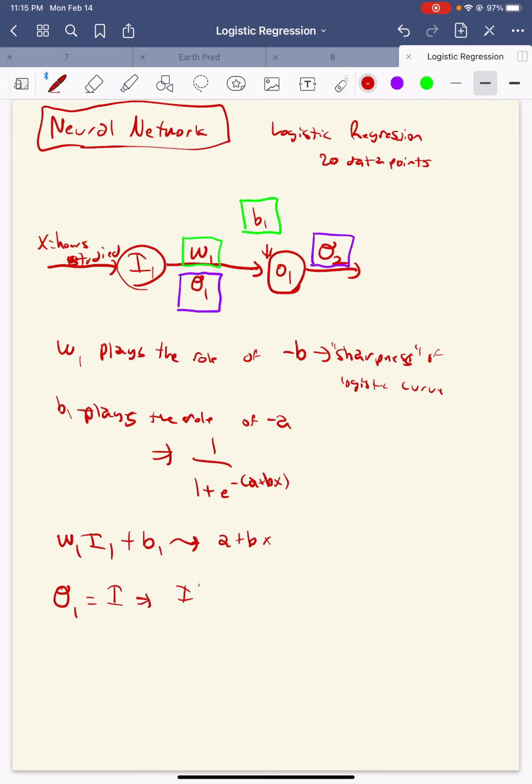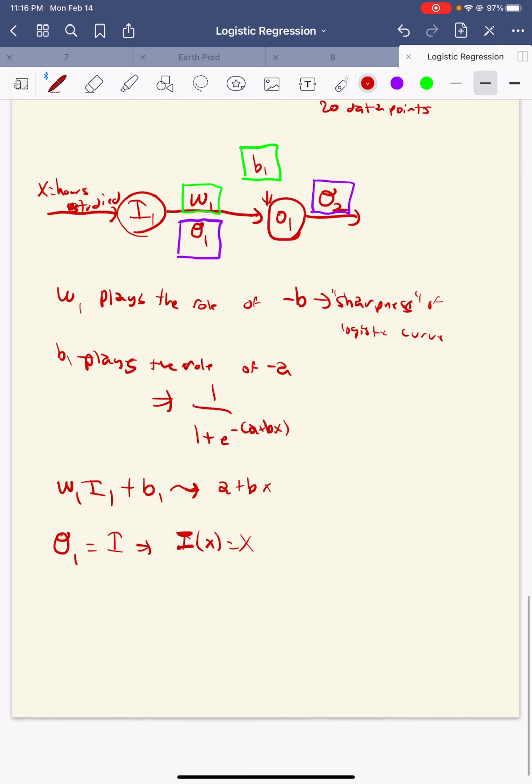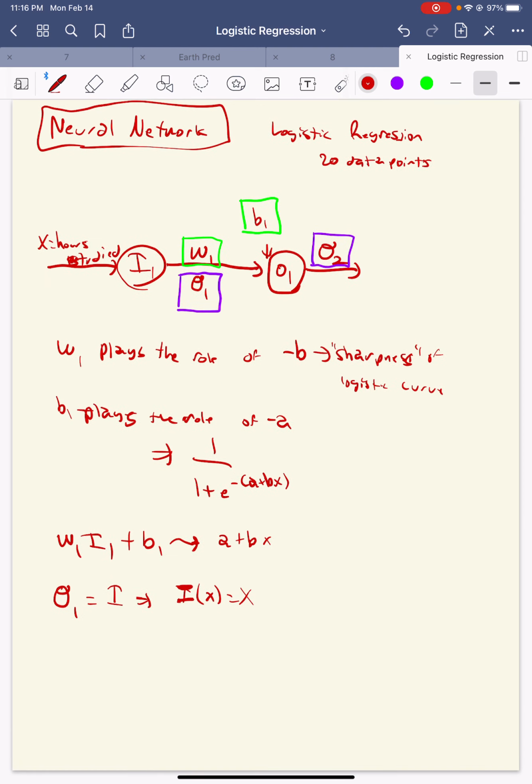And the identity is just a function I such that it just outputs. It doesn't change anything. So going into O1, we just have that linear combination. And then sigma 2 of x is 1 over 1 plus... Actually, no. Yes, it won't be negative b. Sorry about that. Is just this. So in total, our neural network does the following. It computes what is 1 plus e to the minus a plus bx.